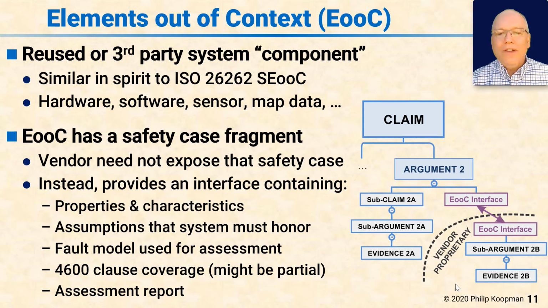That includes the properties and characteristics of the component, the assumptions the system above must honor for the component safety case to be valid, the fault model used for assessment, and the coverage of the clauses, because it may or may not cover all the 4600 clauses, and an assessment report that sums all this up. So when you buy a chip or an operating system or a sensor, it should come with an EooC interface. Then you plug the EooC interface in, and it replaces the stub of the argument that would otherwise correspond to that component.